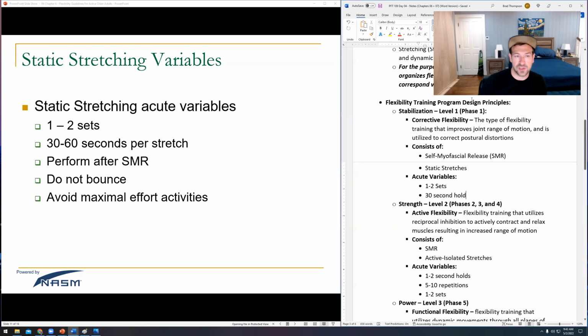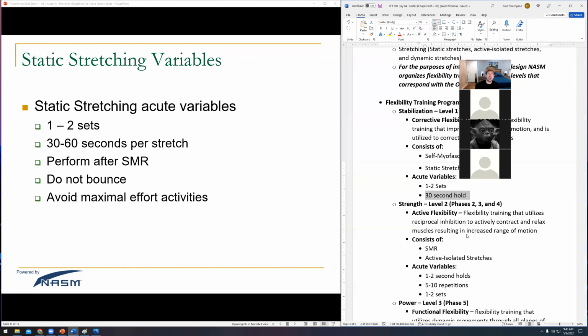So the rules for static stretching and the rules for foam rolling are the same. 1 to 2 sets, 30-second holds each. Big thing to remember here, guys, do not bounce. God, you see people do that stretch, right? And they'll hinge and they're stretching out, and then they do this, right? Do not do that.